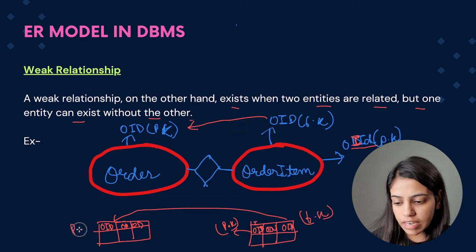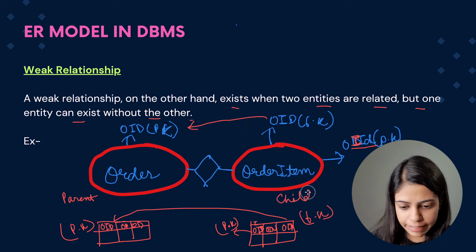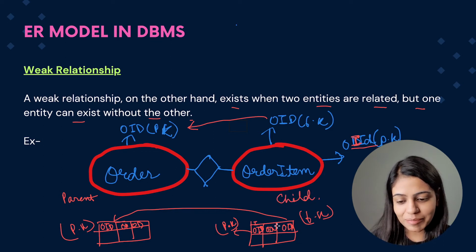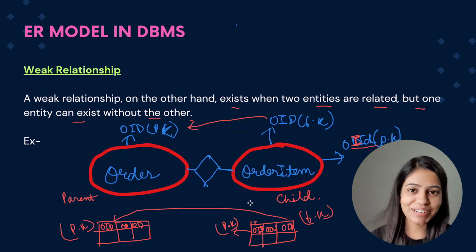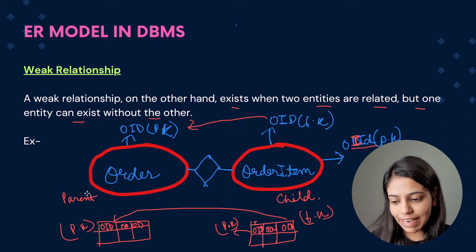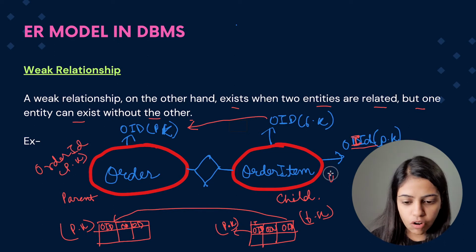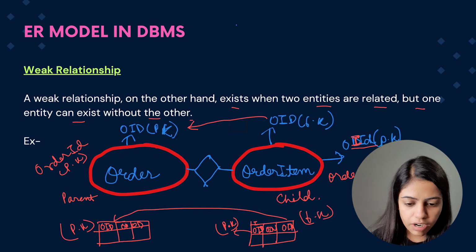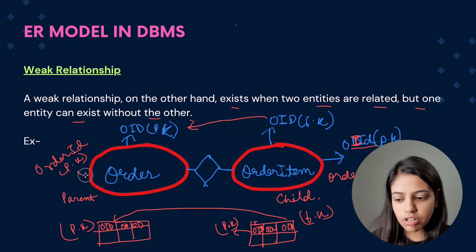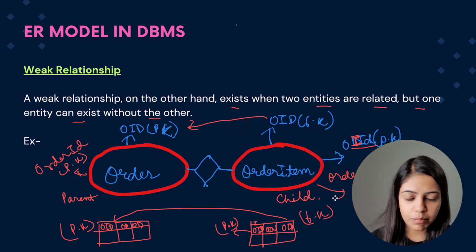So basically order ID is a primary key in the order table, which is the parent table, and order item ID is the primary key in the order item table. Sorry for confusing with the words. So order ID is a primary key in the order table, and order item ID is the primary key in the order item table. So this has a primary key, and this also has a primary key.